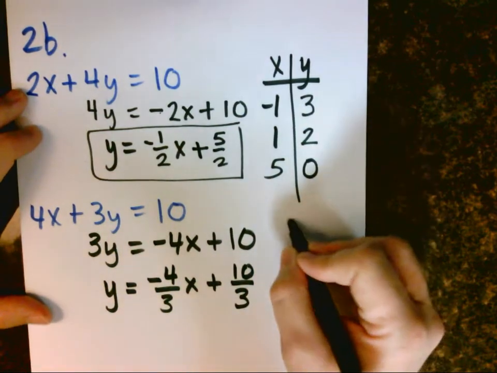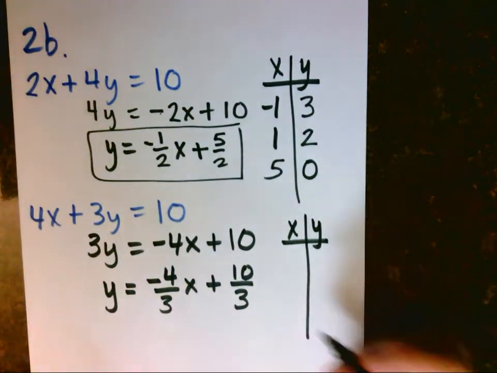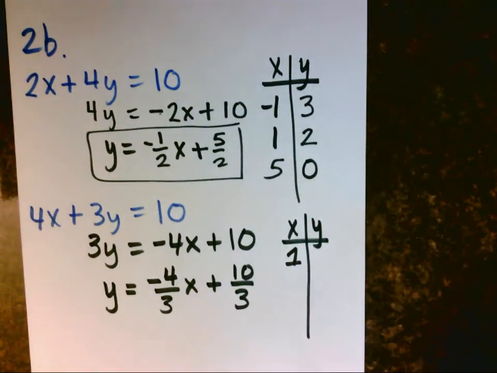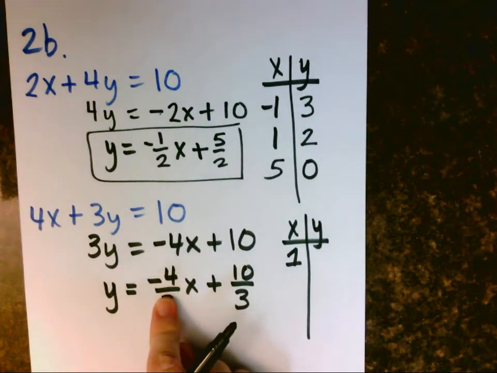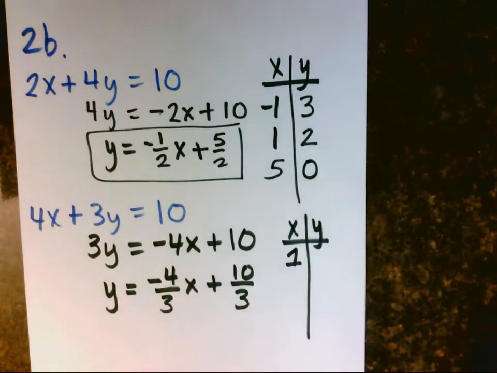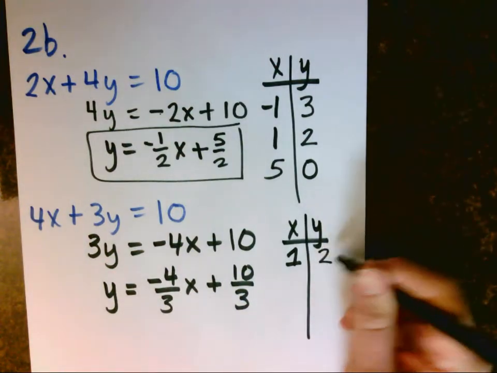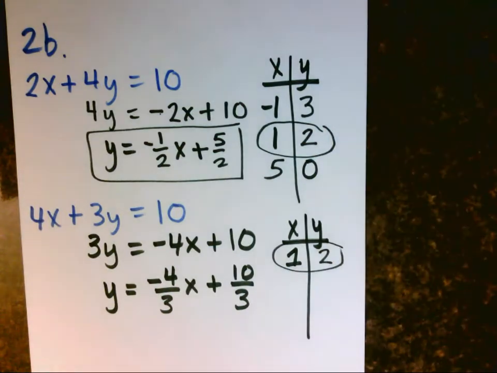Ugly. Okay. And now I'm going to make some points on this line, and I didn't pick the greatest values. I let x be 1 first. And so I get 1 times negative 4/3 is negative 4/3. Negative 4/3 plus 10/3 makes 6/3. 6/3 is the same as 2. We're in luck, folks. Look, we already at least have 1 point that's the same. We have to find out if there are more.